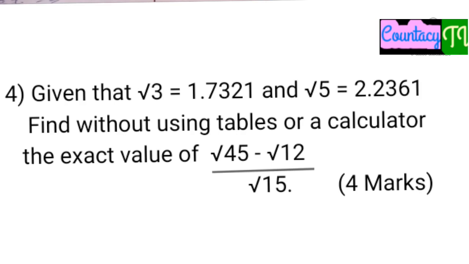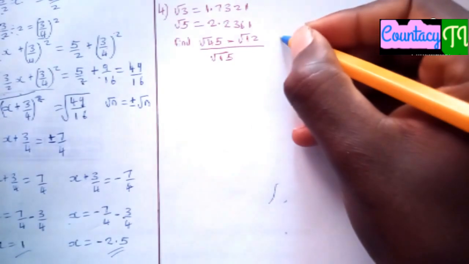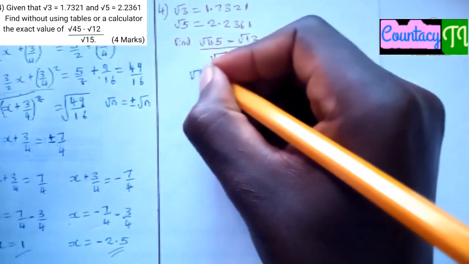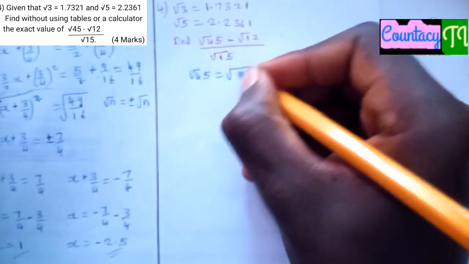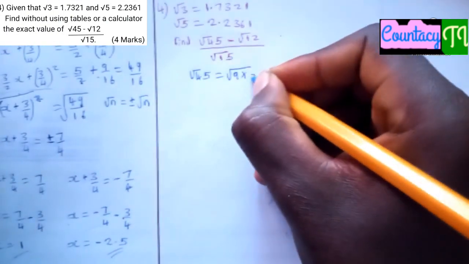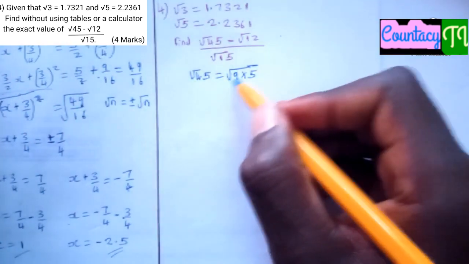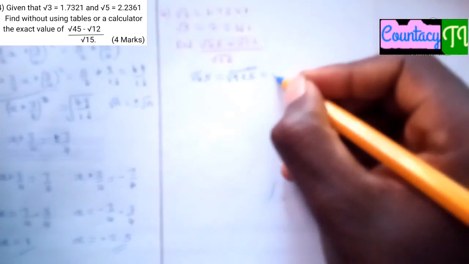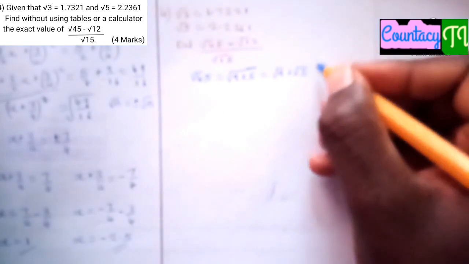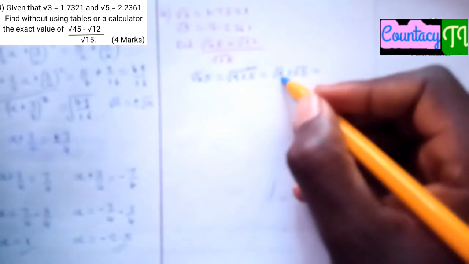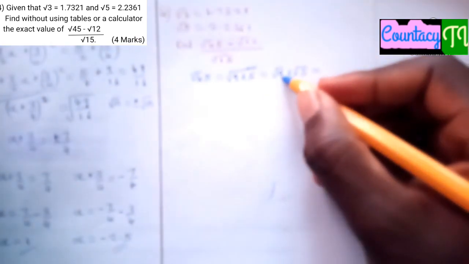The first thing that we do is to simplify the sums that we've been given. We well know that root 45 is equivalent to root 9 times 5, since 9 times 5 is equal to 45. This can further be simplified to root 9 times root 5. We can simplify this further to root 9. We well know that it is 3. So we shall have root 9.